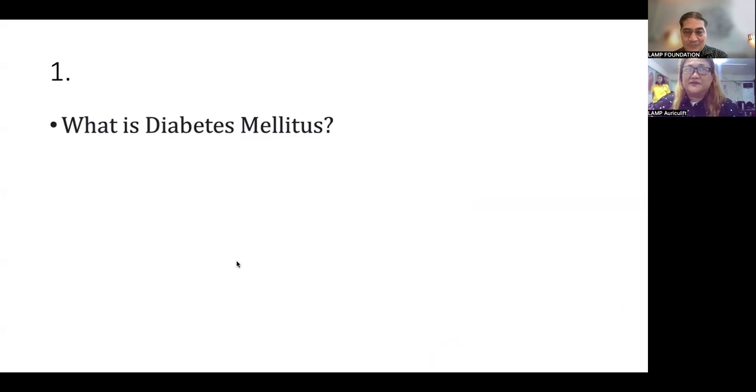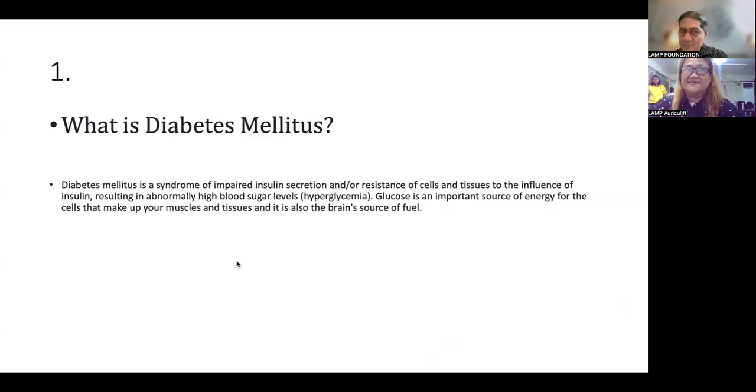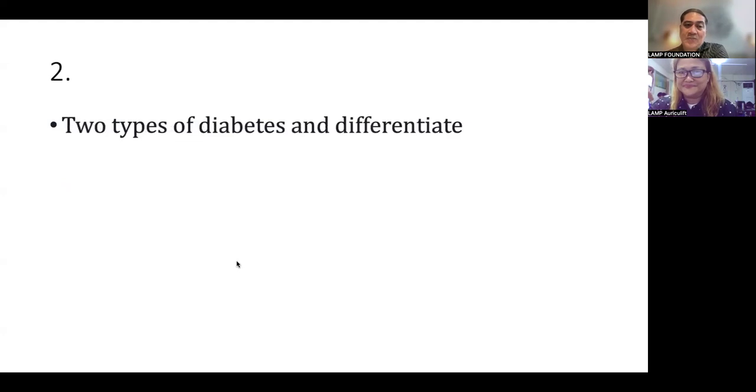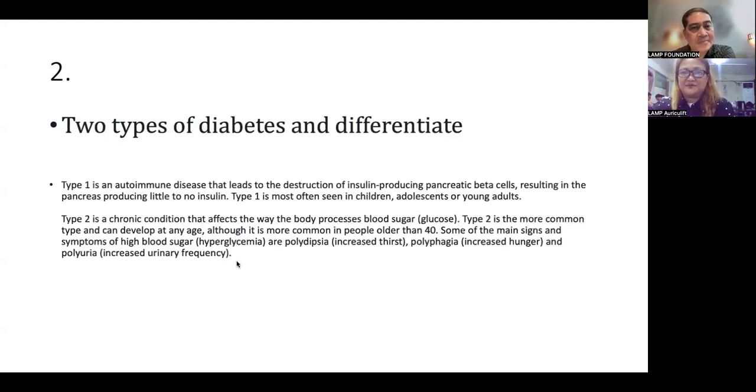Okay, can you tell us what is the definition of diabetes mellitus? Diabetes mellitus is a chronic medical condition characterized by high level of glucose in the blood. In TCM, it's known by the Xiao-ke syndrome. It means wasting thirsting disorder. Okay. What are the two types of diabetes and the difference? The two types of diabetes are type 1 diabetes and type 2 diabetes.